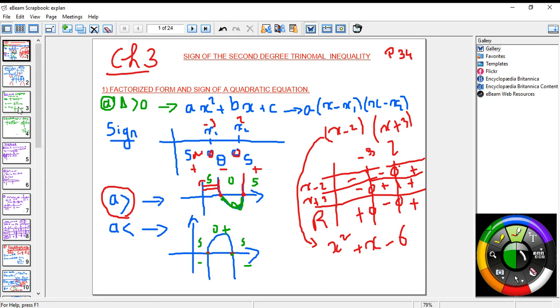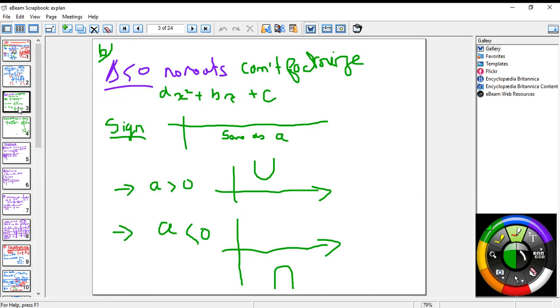Okay? I will pass now to delta is negative. When delta is negative, no roots. What does it mean? I cannot factorize my quadratic equation. So all the time when delta is negative, there are no roots, the sign is same as A all the time. I will show you why. If A is positive, I am saying delta negative means the function cannot cut the x axis, okay?